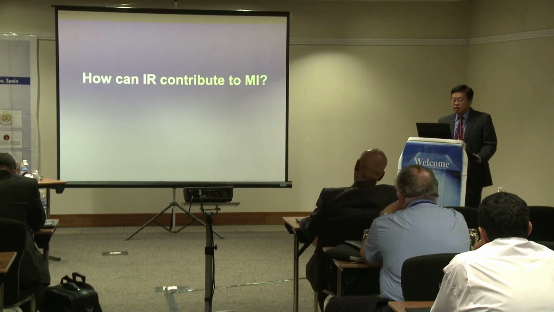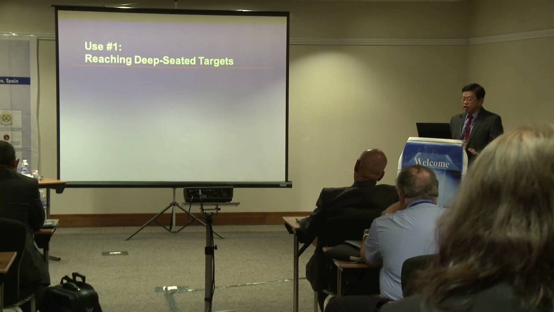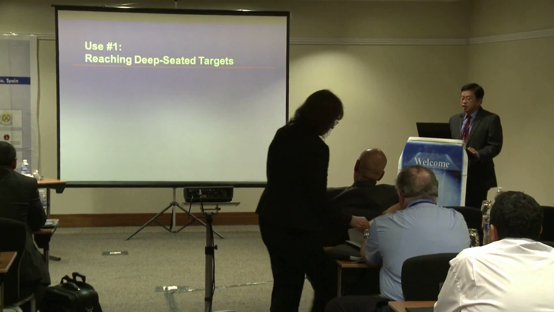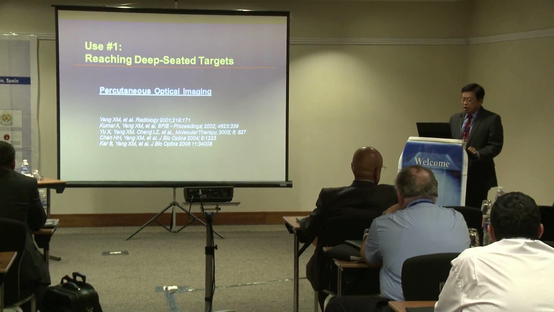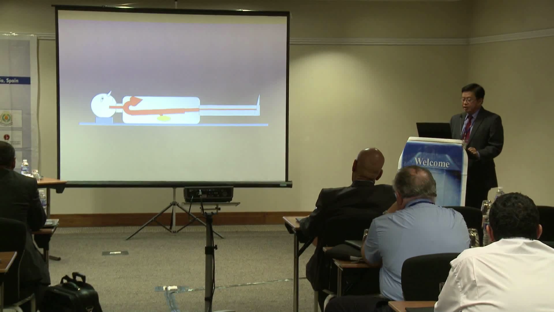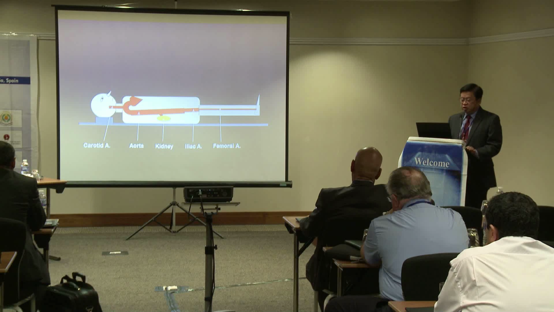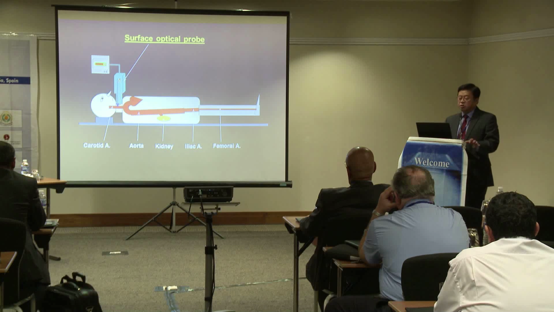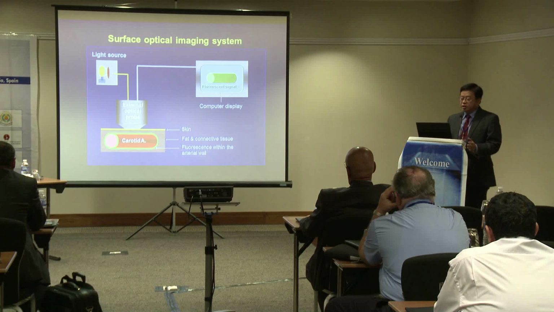So what can interventional radiology do for molecular imaging? Let's see. Number 1: use it to reach deep-seated targets. We developed a percutaneous optical imaging technique. For example, here we started from vasculatures. For superficially located carotid arteries or femoral arteries, we can easily use a surface optical imaging system to detect. So here's the design.